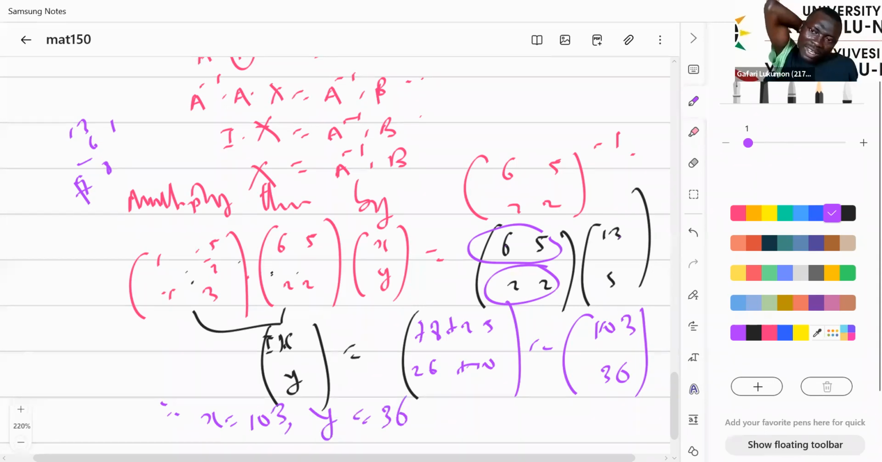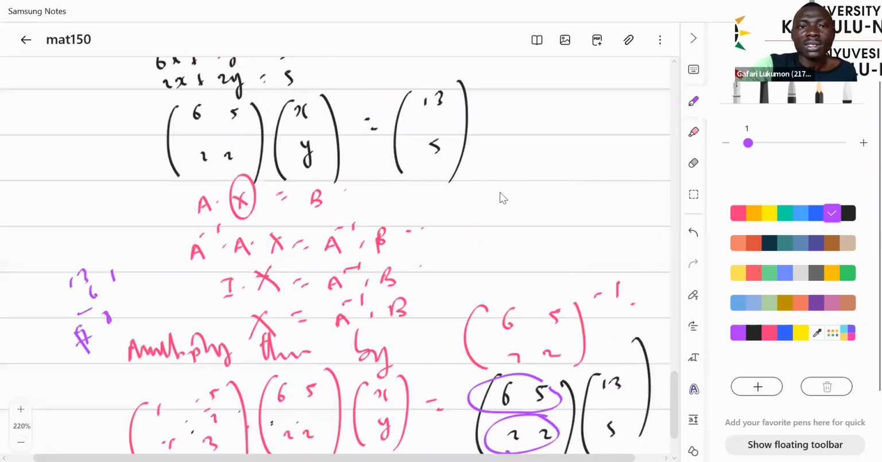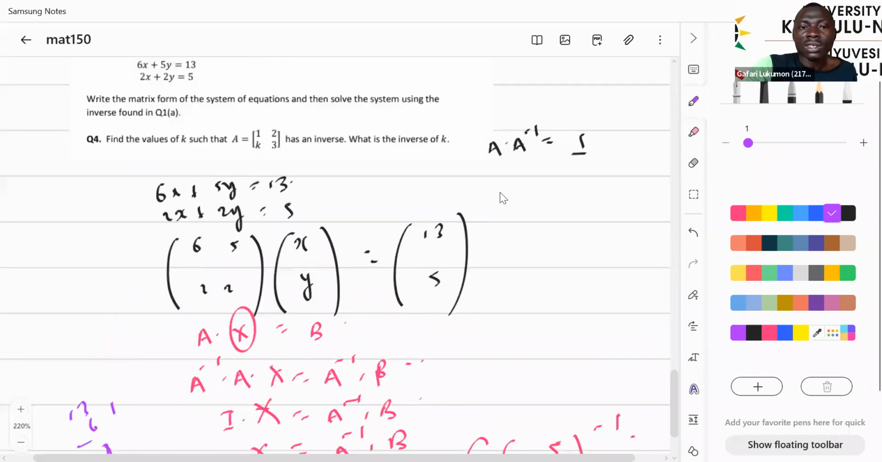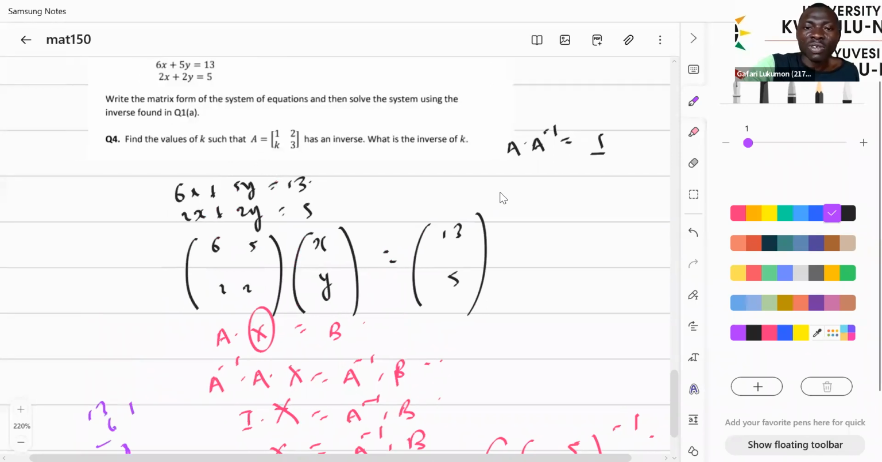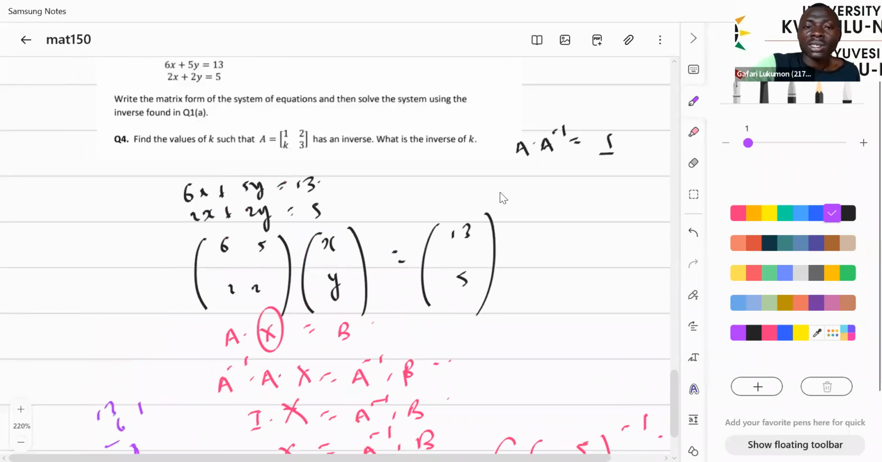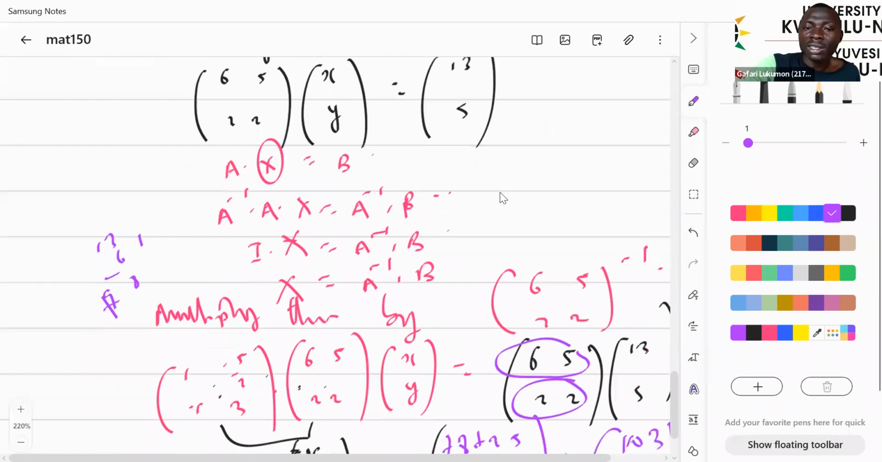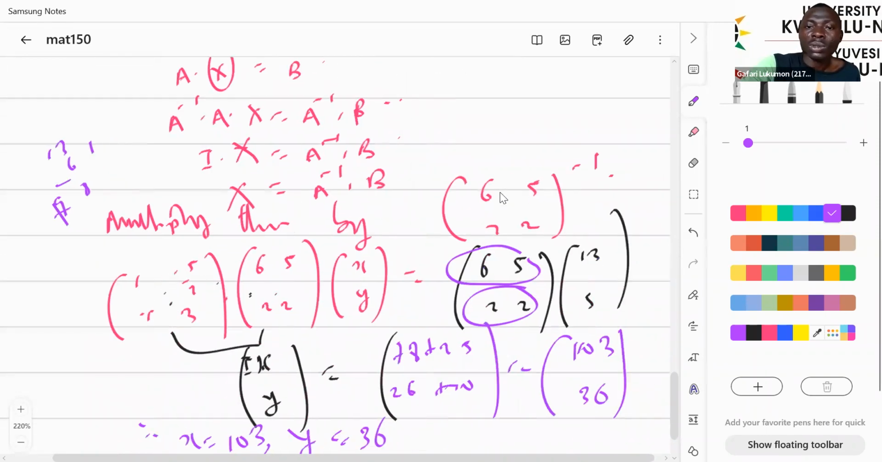Can we try that, whether we are going to obtain it? x is 103, y is 36. We've not made a mistake. So if you don't make a mistake, I think you should be able to have it.